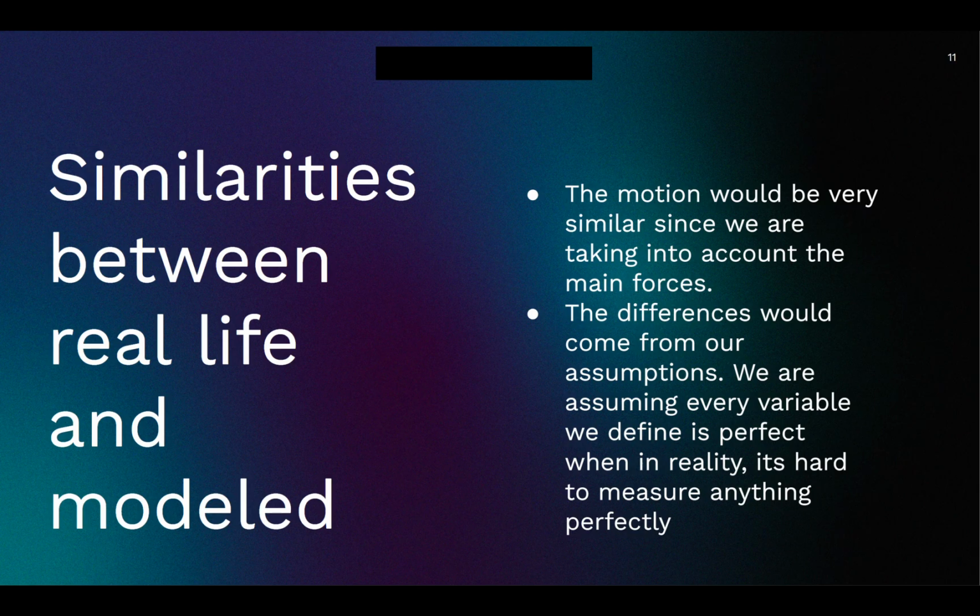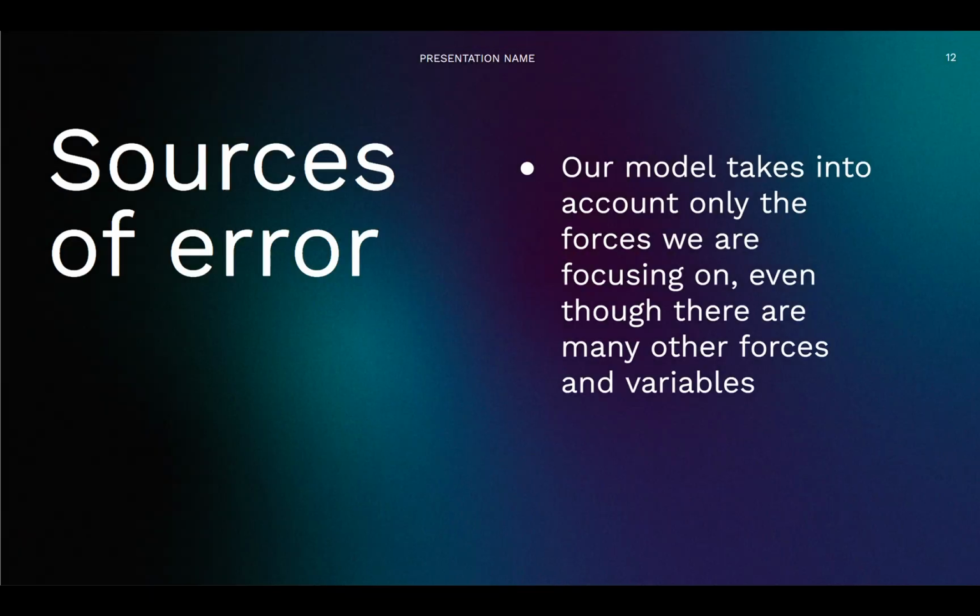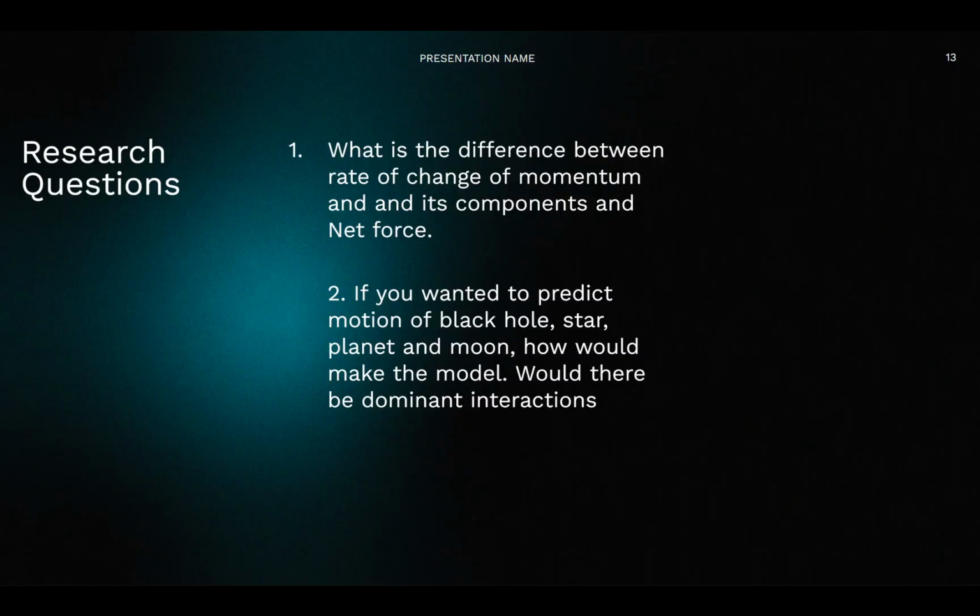Similarities between real life and the modeled. The motion would be very similar since we are taking into account the main forces, but the difference would come from our assumptions. We are assuming every variable we define is perfect, when in reality it's hard to measure anything perfectly. Our sources of error could come from our model, because our model takes into account only the forces we are focusing on, even though there are many other forces and variables.